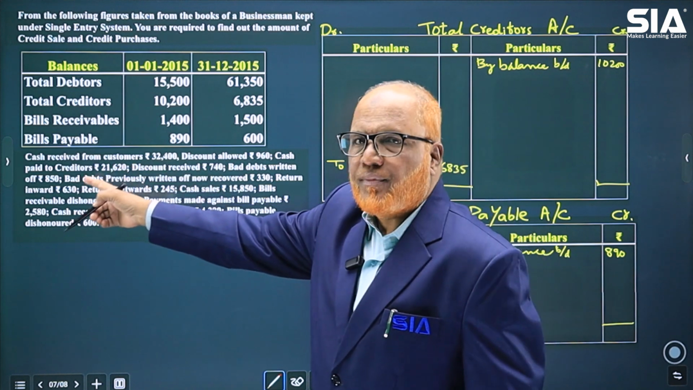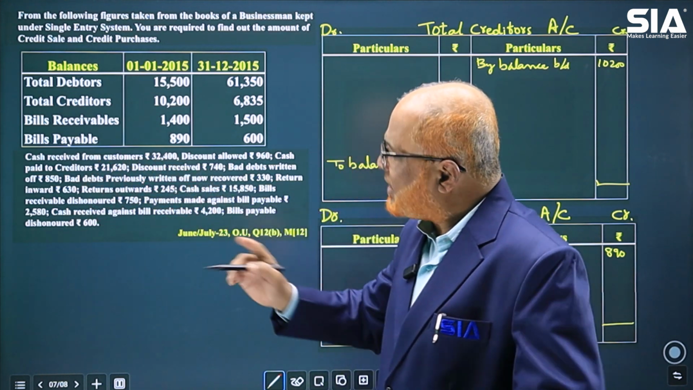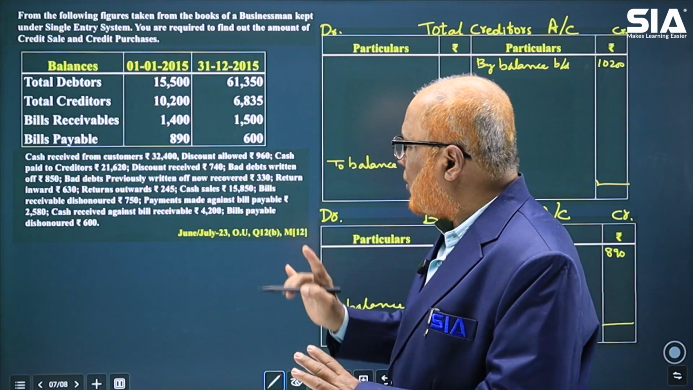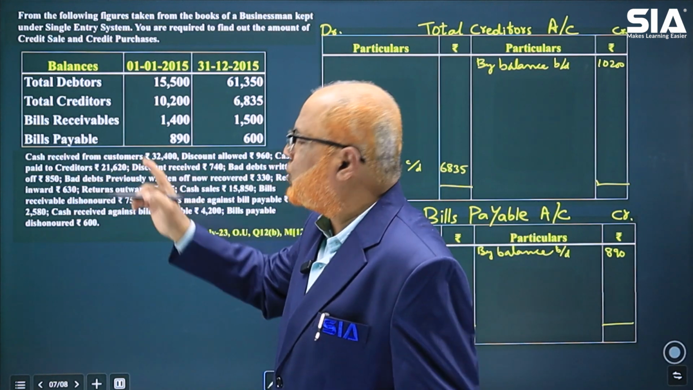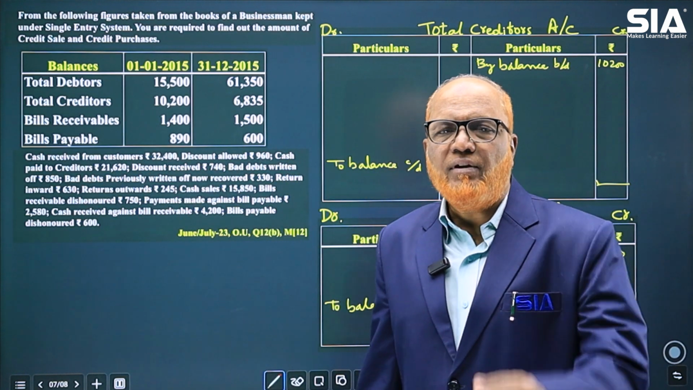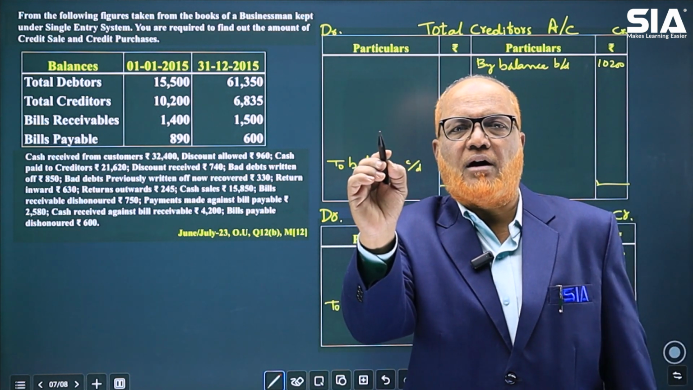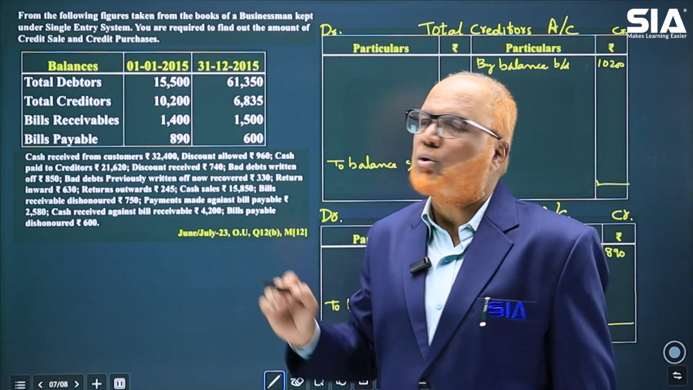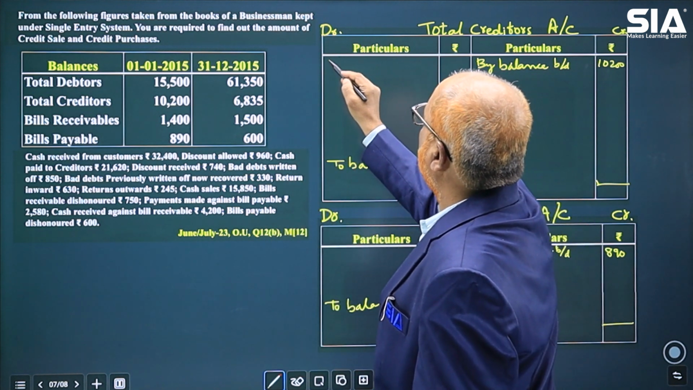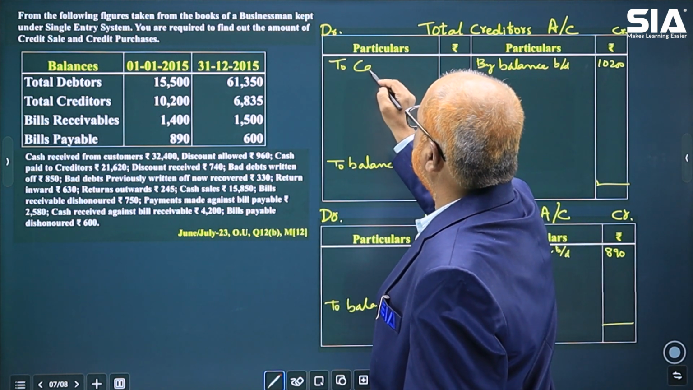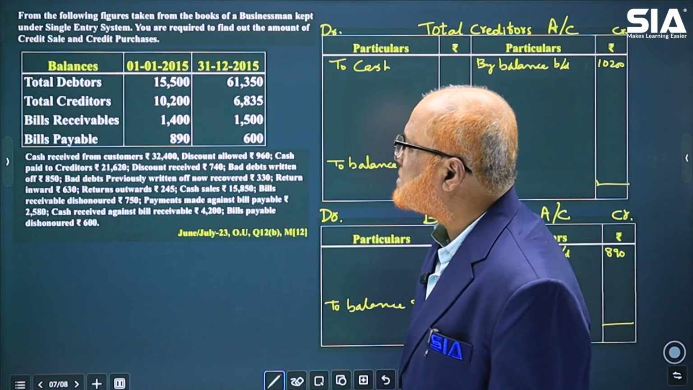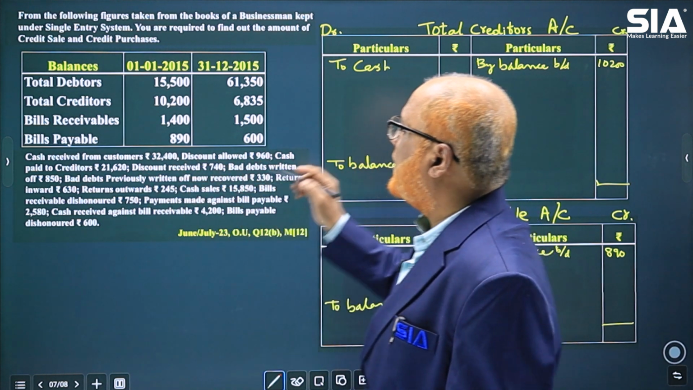See here, now we have taken opening and closing balances of total creditors and bills payable. Now we see the transactions. Cash received from customers over, discount allowed over, cash paid to creditors. When we pay the cash to creditors, creditors account debtor to cash. So creditors account debit side to cash. This is the cash paid to creditors. How much cash paid to creditors? 21,620.